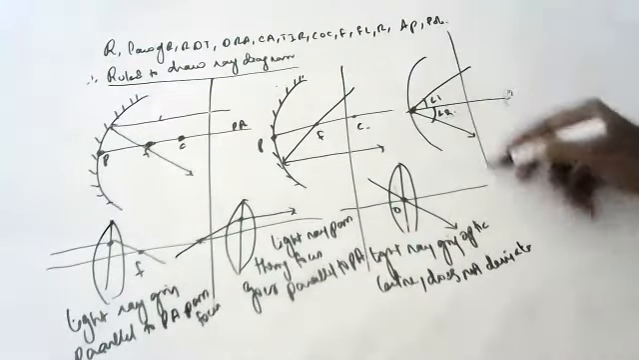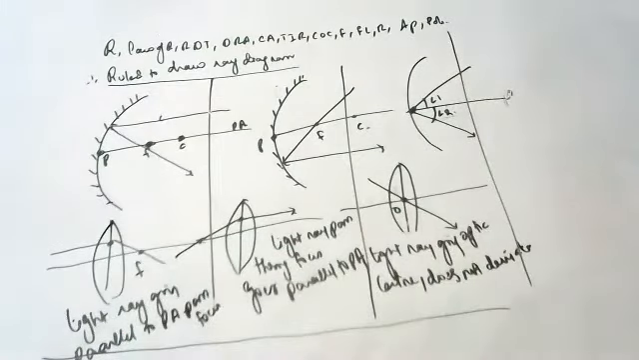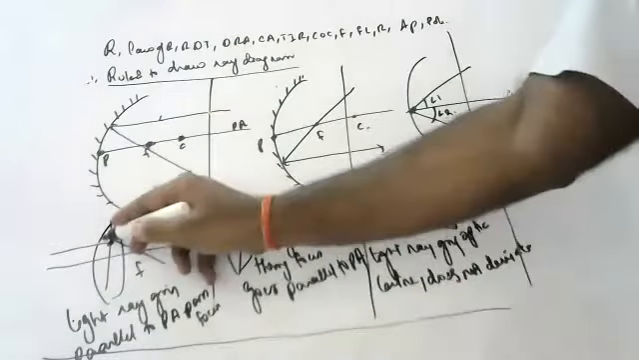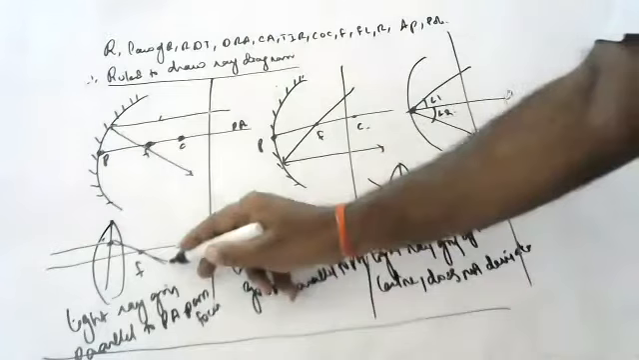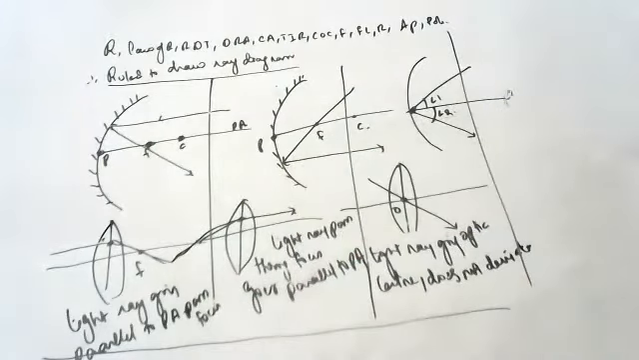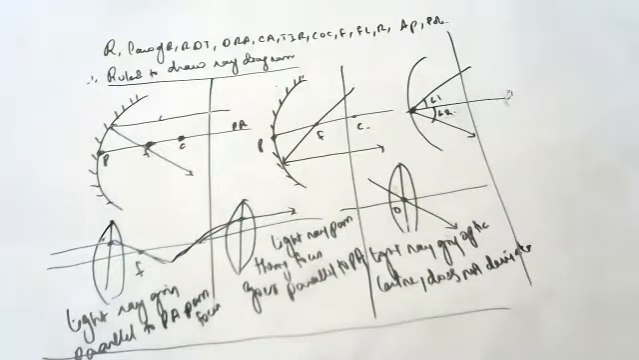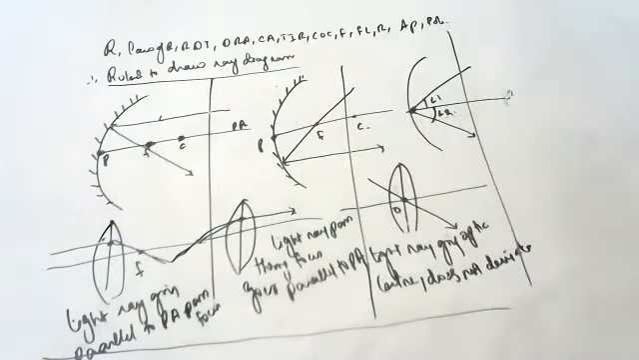Okay. Surya, can you tell all these three points? Light ray going parallel to the principal axis, after refraction goes to focus. Light ray going through focus goes parallel to the principal axis. Light ray going through the optic center does not deviate.